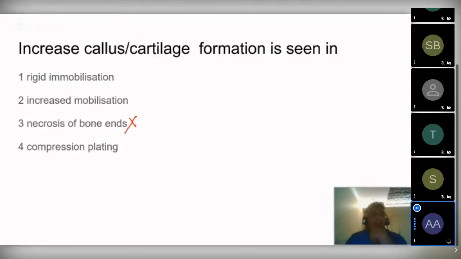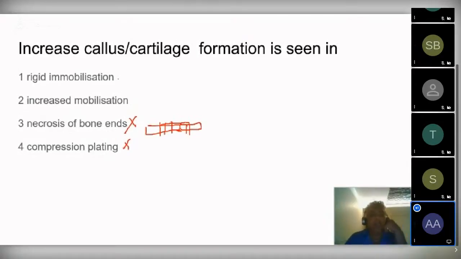Certainly, it cannot be necrosis of bone ends. Compression plating means the fractures are very closely reduced by open reduction and there is a plating applied with screws and compression plate. So there is not much callus seen. So this is also a wrong answer.